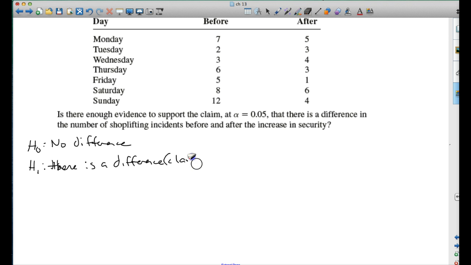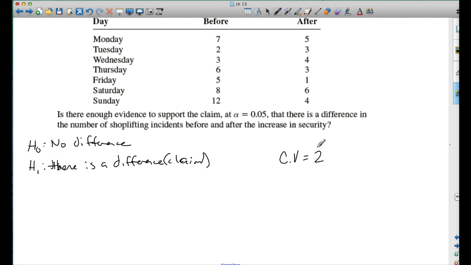As we look at this, we have to find our test value. If we went to Table K in the back of the book, the sample size would be n equals 7 values, and alpha 0.05 is a two-tailed test. Our critical value here is going to be 2.